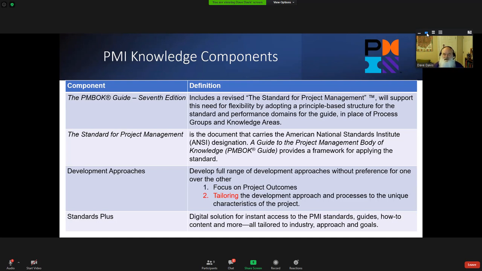So within your PMO, not everything needs to be agile, not everything's going to be waterfall. We're going to do a mixture of both. And actually, maybe even delivering the same product, we may do a mixture of both. And then finally, the Standards Plus is a digital solution for access to the guide, the how-to, and the embedded knowledge that PMI has acquired over the last many years.